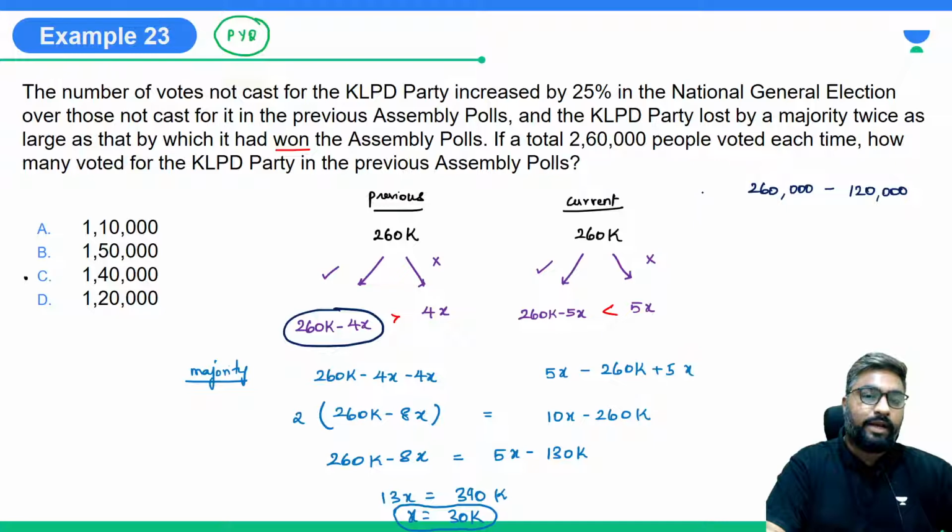ठीक है, 4x is 4 into 30,000 which is 120,000. This is the required value. This is equal to what, 140,000 which is 1,40,000. बढ़िया.